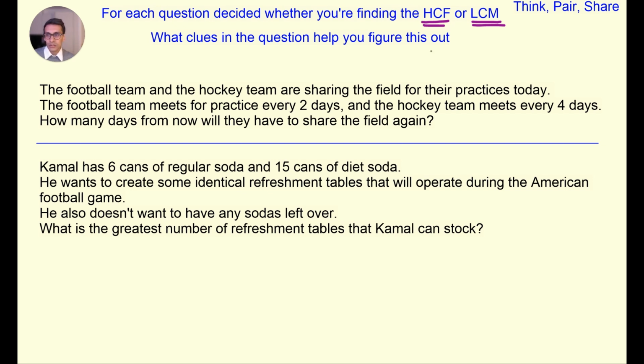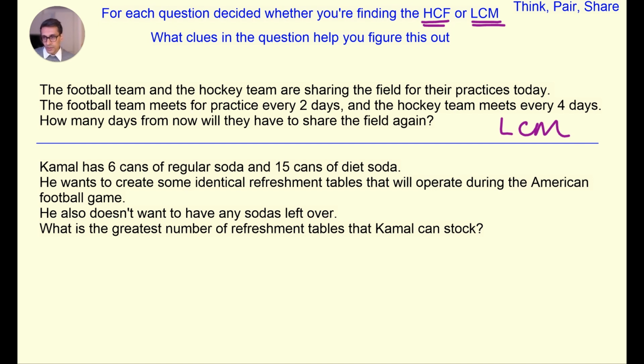Okay, so I'm going to go through this. A football team and a hockey team share a field. The football team meets every 2 days and the hockey team meets every 4 days. How many days till they share a field again? Very similar to the running question. This is essentially the 2 times tables and the 4 times tables, and then seeing the lowest common multiple. So this is an LCM question. So we're just going to label this LCM.